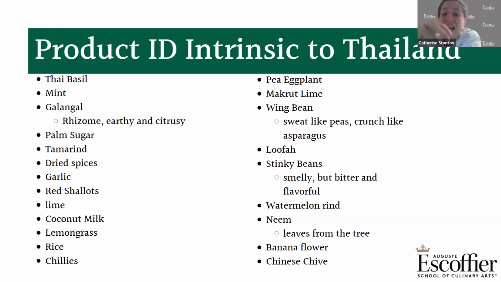And those get served alongside the dishes that you're adding and eating with it. Of course, lime and lemongrass. We have wing beans, makrut limes, these teeny little pea eggplants. There are many variations and varieties of eggplant, from long and slender to more round and fatter. Loofah, which is not just something that we use in the shower to scrub off. That is actually a plant.